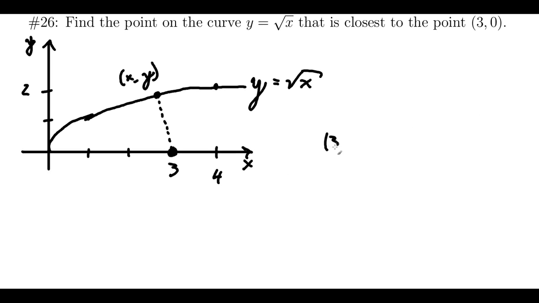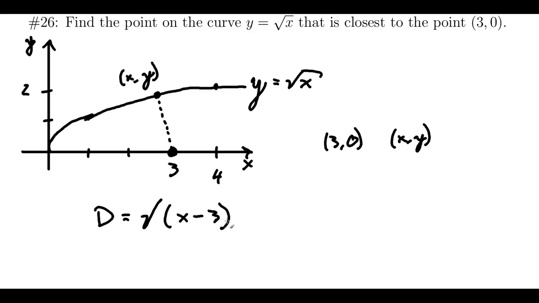So let's think about this. We have the point (3, 0) and the point (x, y). If you just go straight into the distance formula, and I don't recommend doing this, you get something like the square root of (x minus 3) squared plus (y minus 0) squared. We can simplify this a little bit, but you can see that this is going to be a little bit unpleasant when it comes time to take a derivative, right?